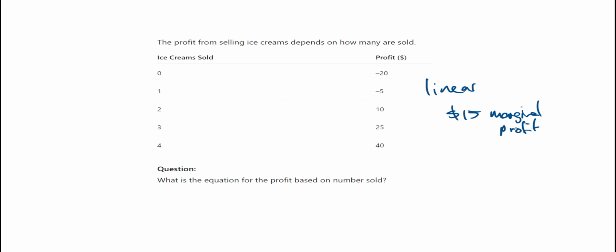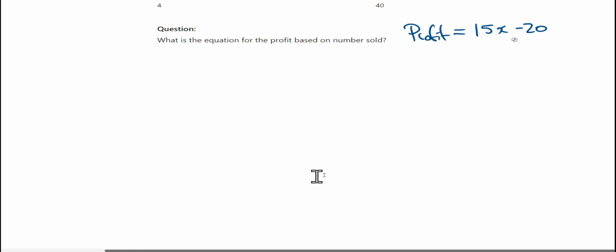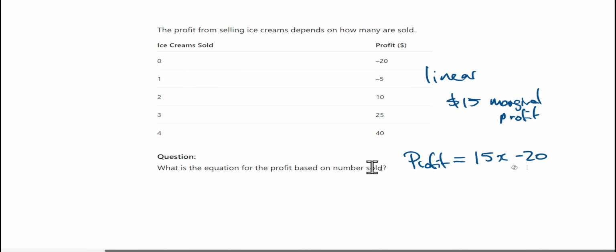Wow. This must be really good ice cream. Profit based on the number sold. Okay, so if it's linear, so the profit is given as 15 times the, let's say the number of ice creams is X, minus 20. When we sell 0, we make a loss of $20. I'm keen to see what these ice creams are. They must be pretty spectacular. And we're done.